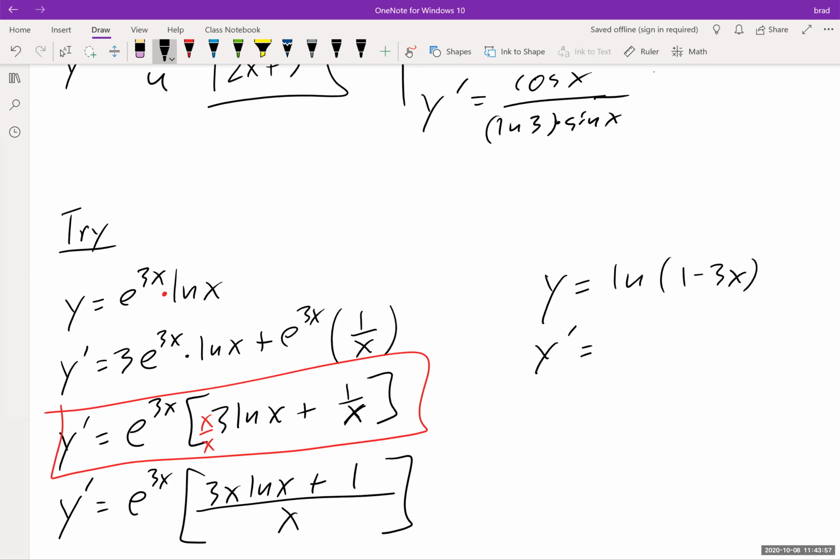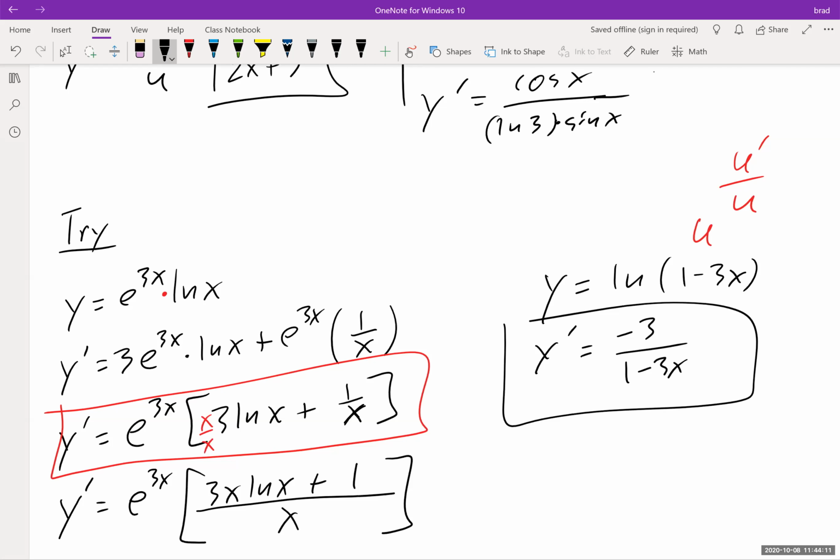Okay. Now this one's a nice one. This is my u, so I'm just going to do u prime over u, and that's all there is to it. So u prime would be -3, and u would be 1 minus 3x, and there's my derivative. So it can be really nice if they're good.